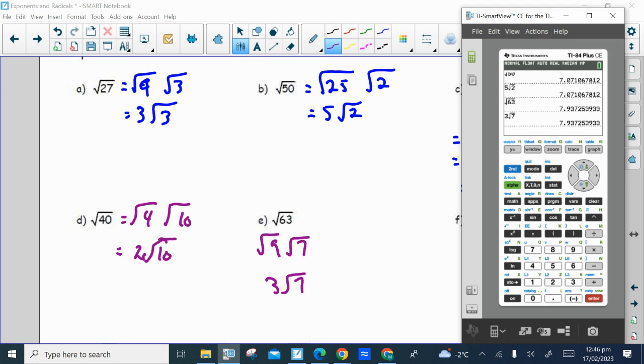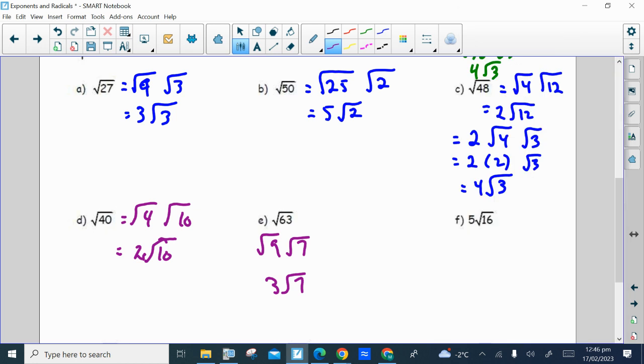The only thing that would make our answer wrong is if that root 7 could be broken down any further, but it can't. Okay? Now, F is already a mixed radical, but it's not simplified. And you're going to see ones like this, where you might have a mixed radical and it's asking you to write it as a mixed radical in simplest form.